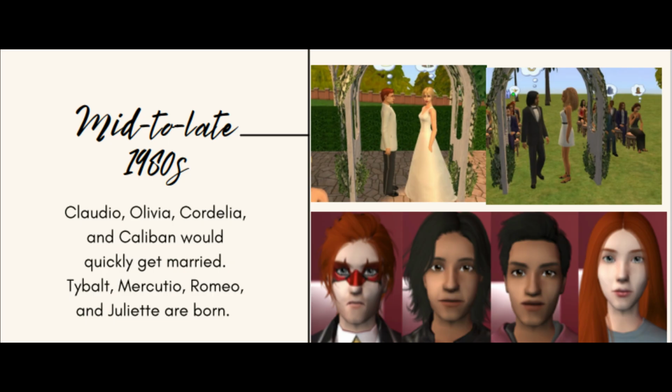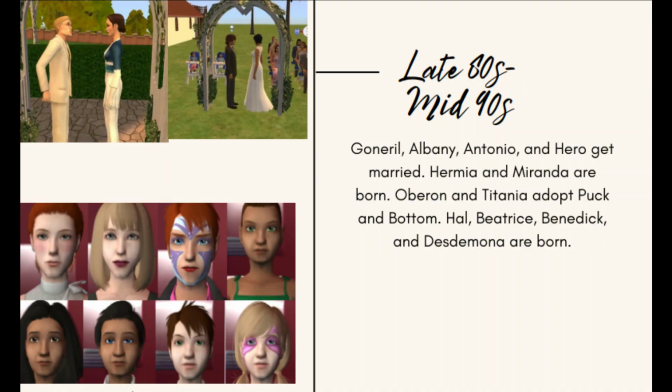So pretty much in the order, Tybalt's born, then Mercutio right after, then Romeo right after, and then Juliette. This is probably in like a 2 to 3 year period at the most. So from the late 80s, you still have people like Hermia and Miranda being born late 80s, maybe early 90s. I'm not the most sure. Oh, and Puck was adopted by December Dreams as well.